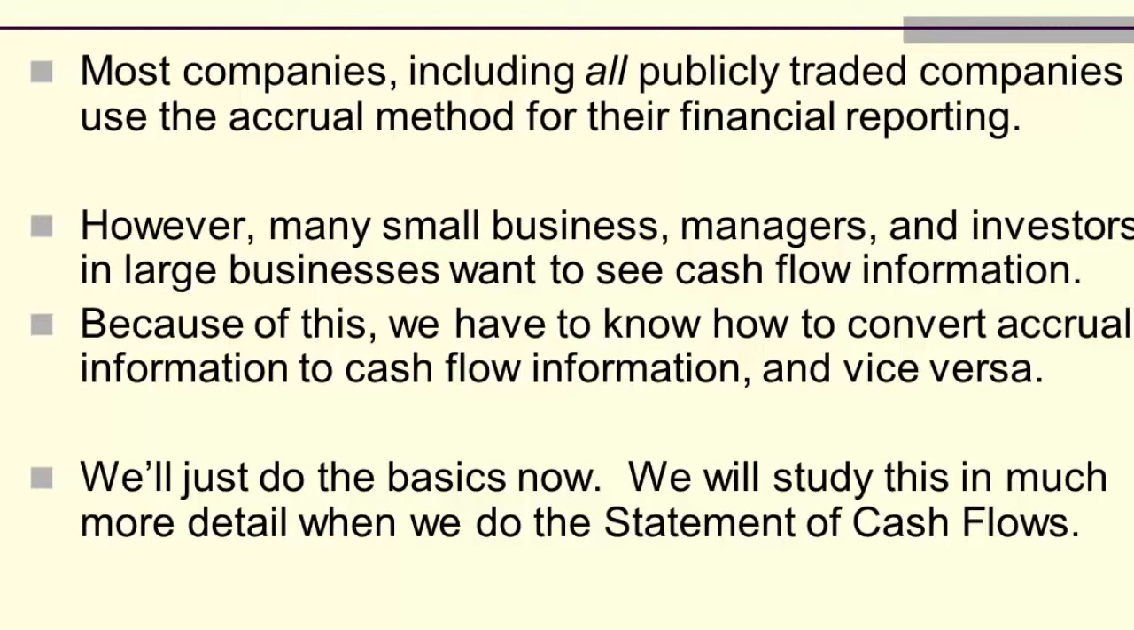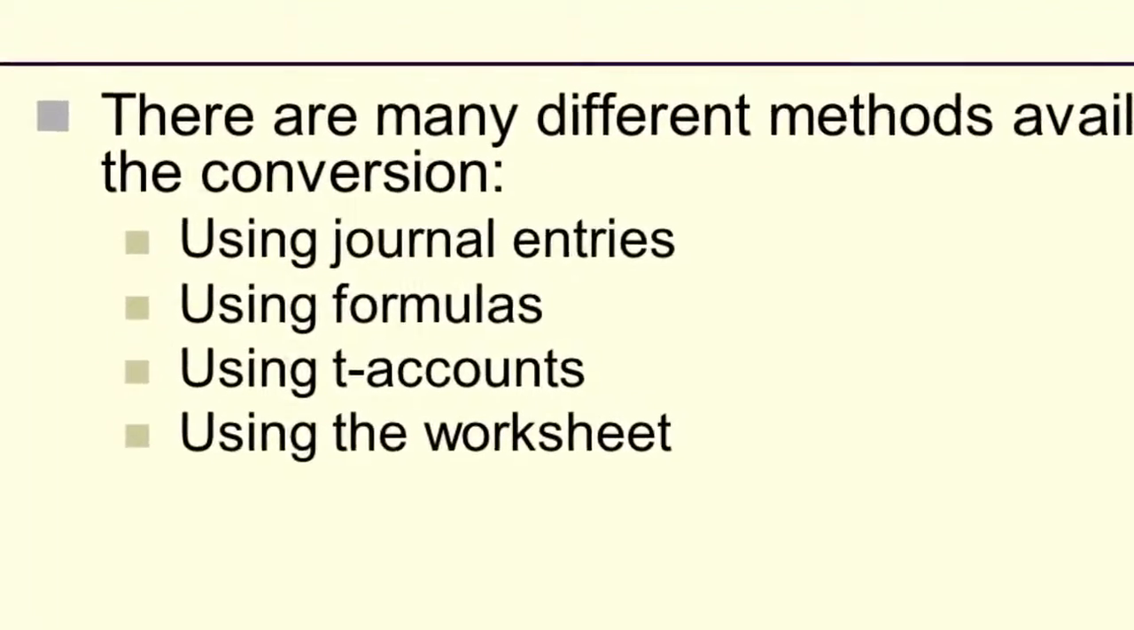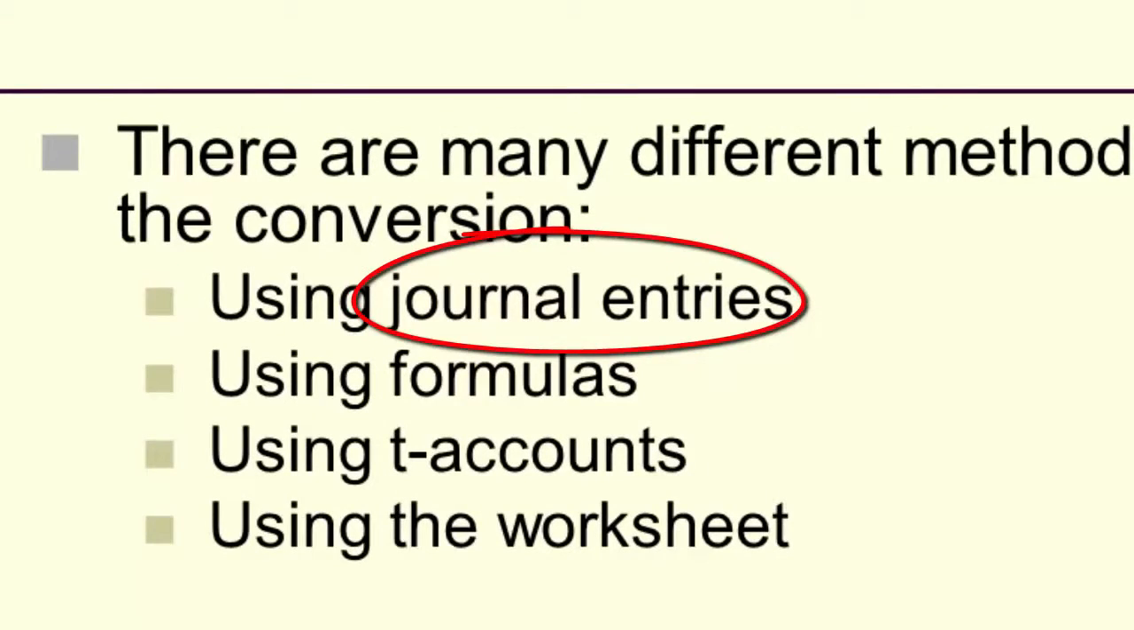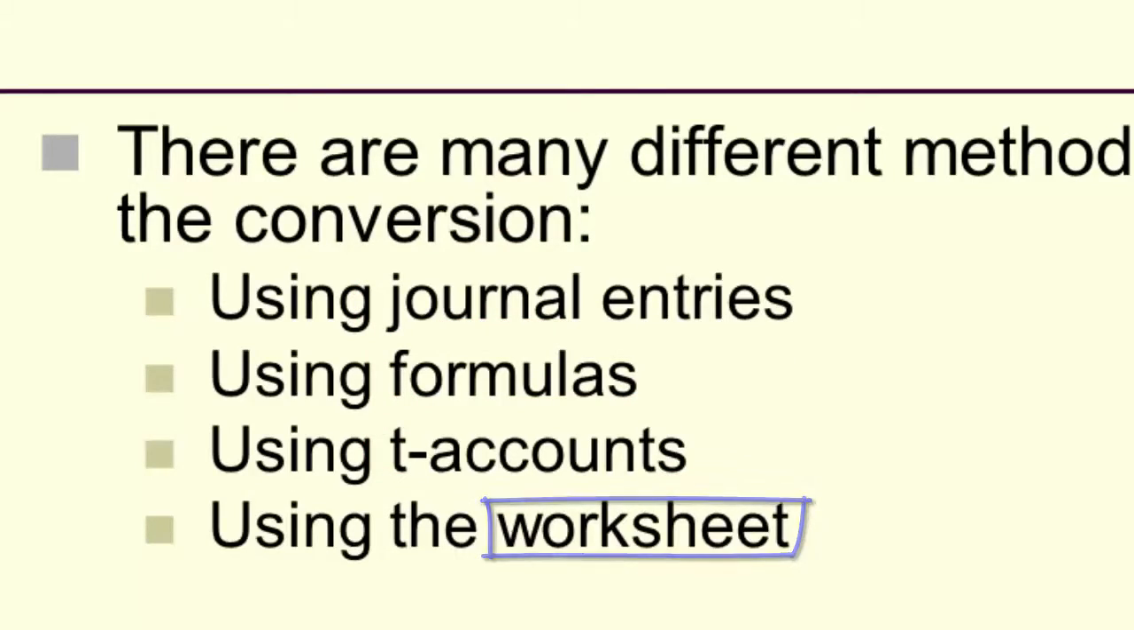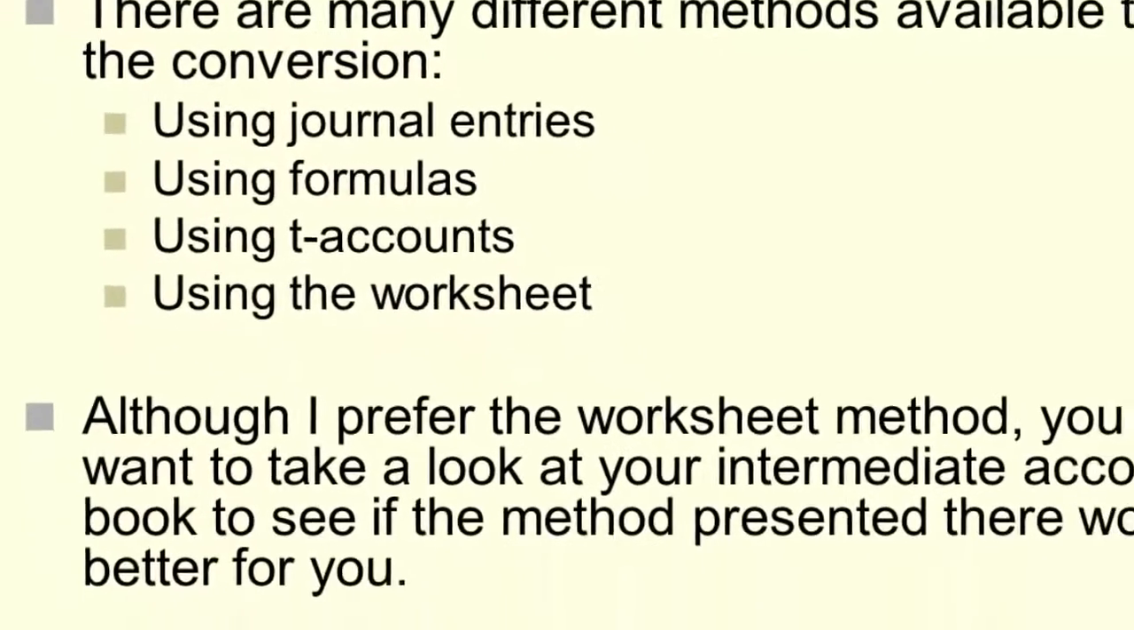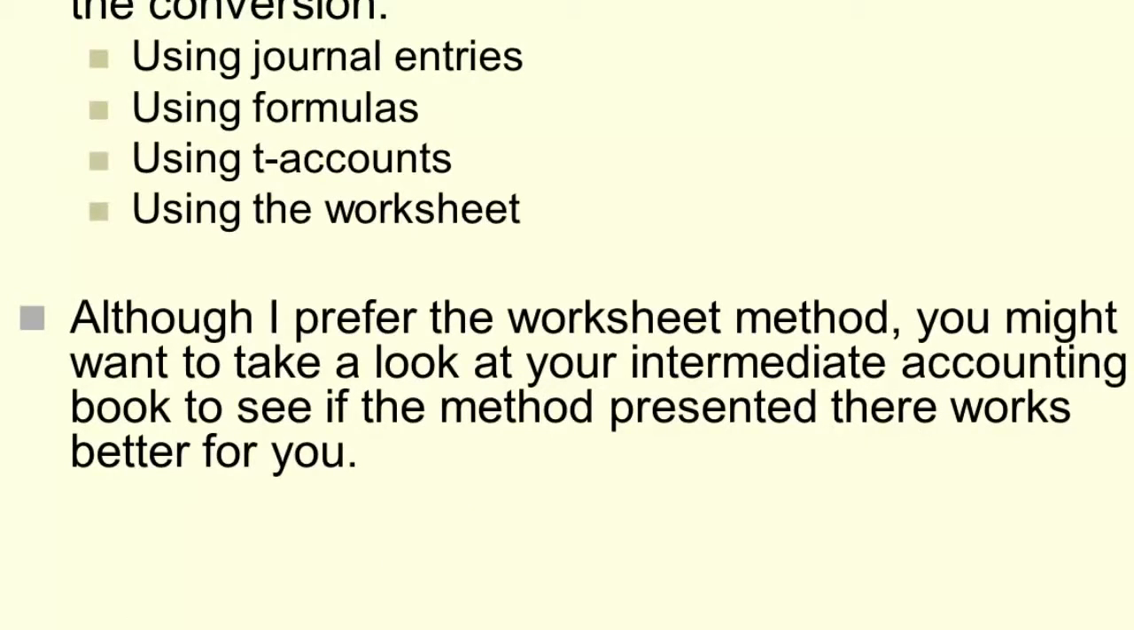But we want to at least introduce what is involved in doing a conversion, either from cash to accrual or accrual to cash. There are actually lots of different ways that we can do this. Some people use journal entries, some people use formulas, some people use T accounts. Personally, I prefer a method called the Worksheet Method, and that's what I'm going to share with you. If the Worksheet Method doesn't fit with you and your personality, you ought to check out an intermediate accounting textbook and see how they explain it. Maybe that way will work better. I think this way is really intuitive and makes sense, but not everybody likes it.